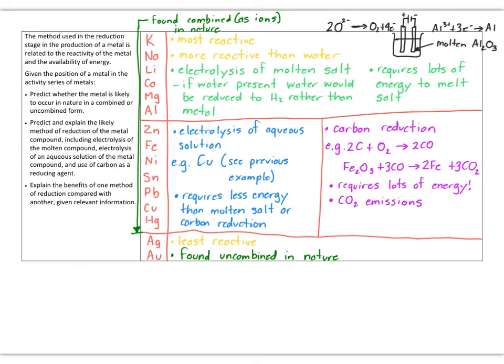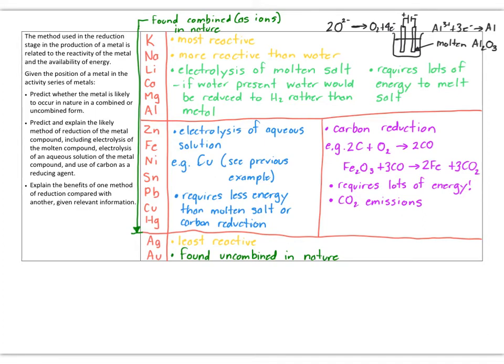Why do we need to do this? Well, if we dissolve them, if water is present, then the water would be reduced to form hydrogen gas, like we saw in the Hoffman voltameter, rather than to produce the metal. So we can't have any water present.